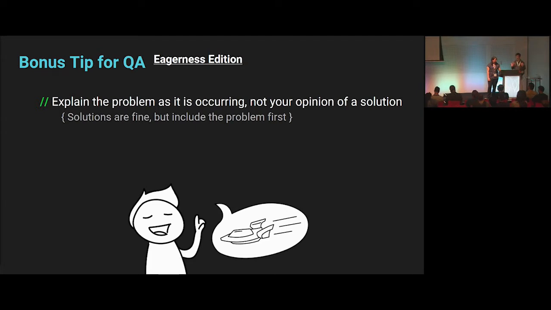So an example for this, let's say in Battlestar Galactica, someone said, one of the ships is moving too slow. That would be an example of a solution. But if they were to say, in level 5, I'm not able to reach the objective in time because the ship is too slow, the designers can actually do a lot more with that. They can either choose to speed that ship up, or they can choose to bring the objective closer in that particular level. So it's always good to start with the problem first. And then if you want to include a solution, sure, but yeah, include the problem.